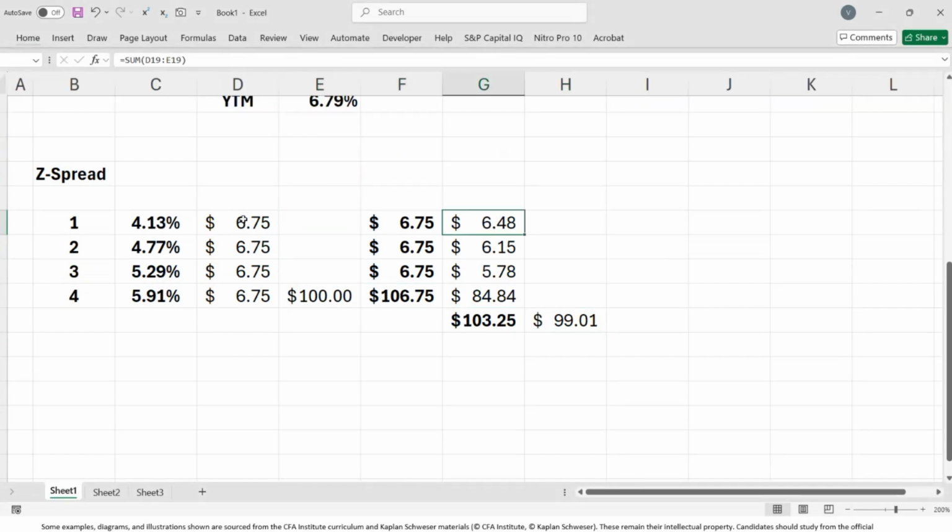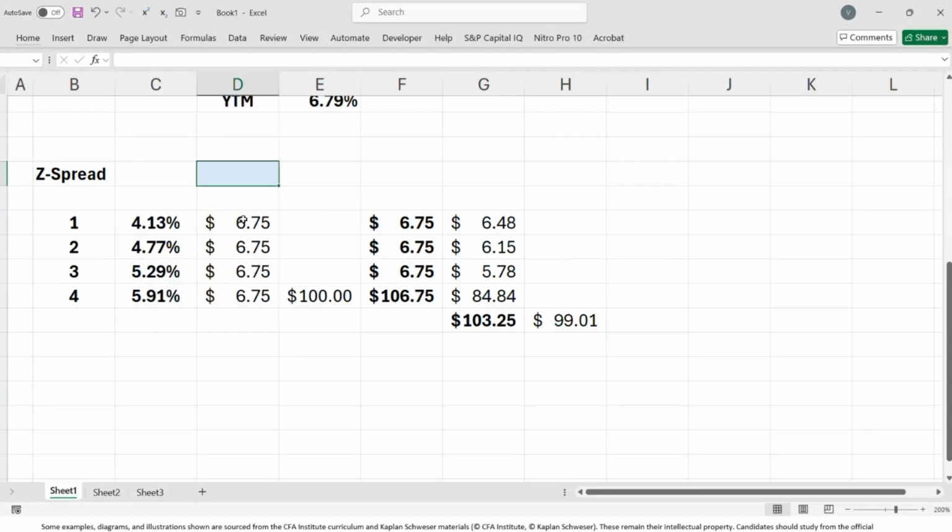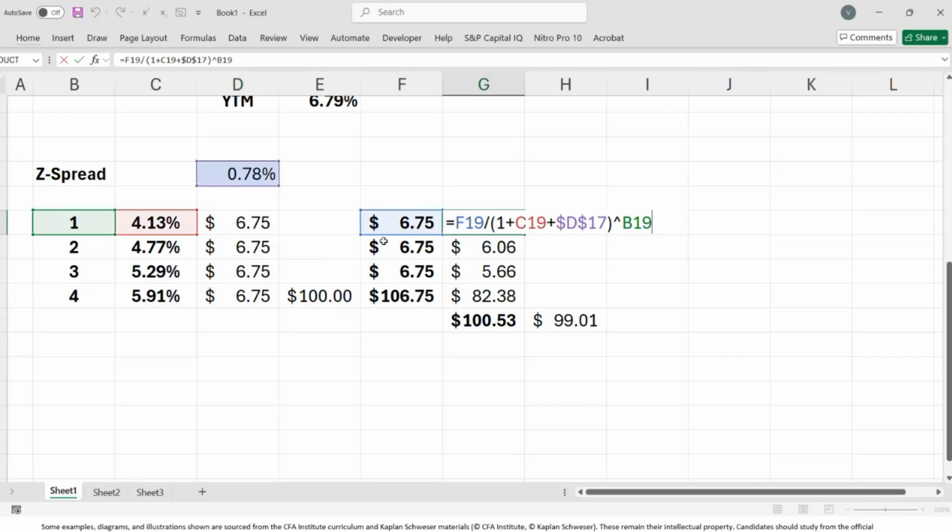So let's put the first Z. Where is the cell? Here is the Z cell. The first one was 78 basis points, which means 0.78%. See, if I put 0.78%, my number is higher than 99, which means 0.78% is not the right answer. This 0.78% is getting added here.